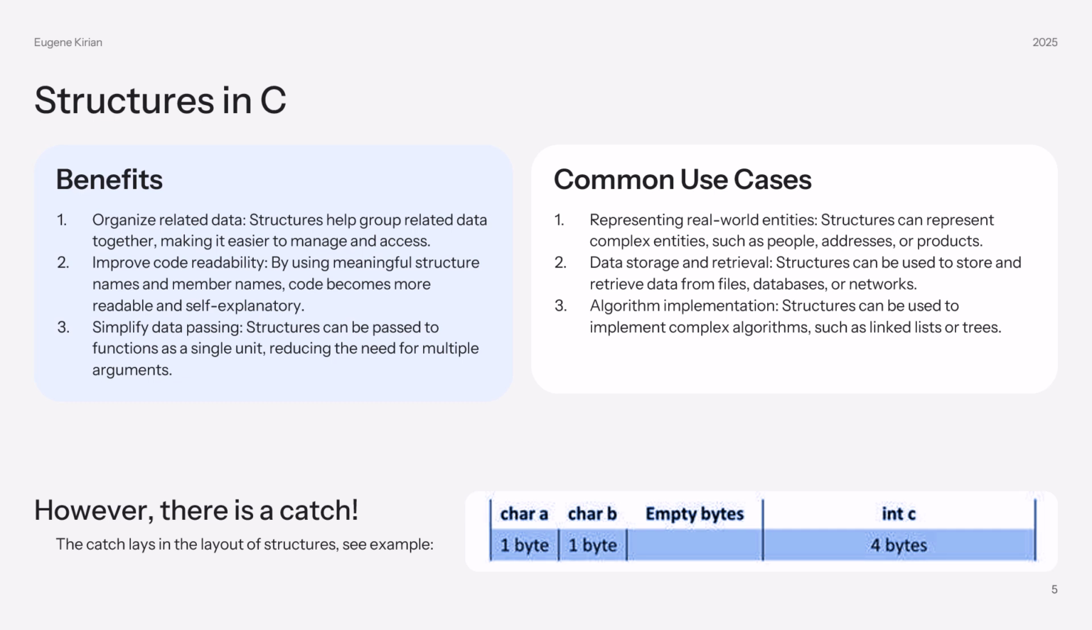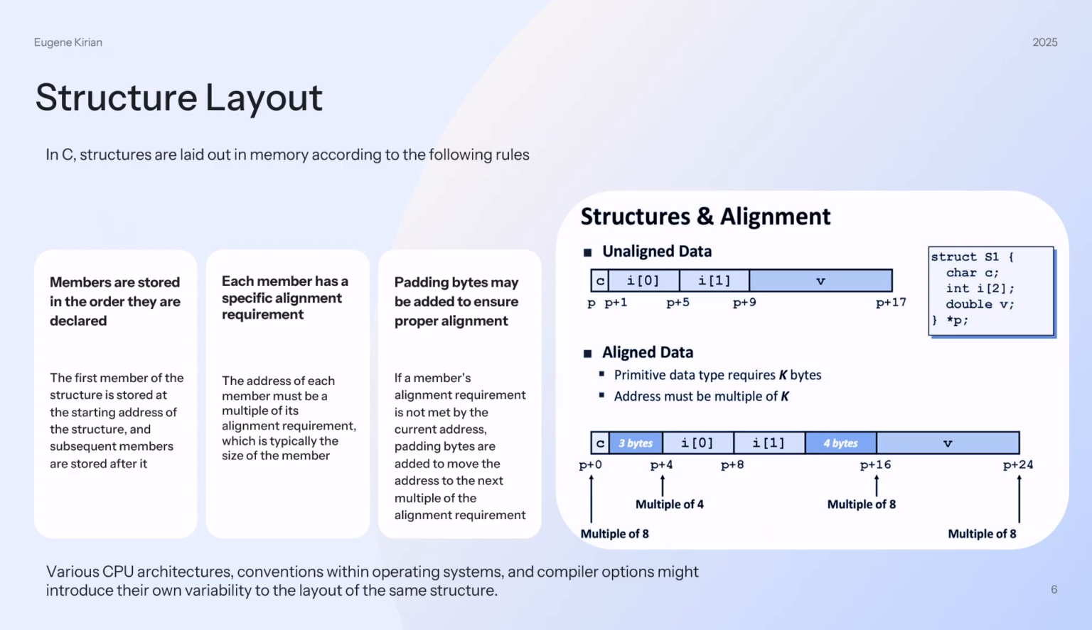The way structures are laid out in memory can have significant implications for performance and memory usage. Let's take a closer look at an example to illustrate this point. When a structure is stored in memory, the C compiler follows specific rules to determine its layout. Understanding these rules is crucial to working effectively with structures. First, members are stored in the order they are declared. The first member is placed at the starting address of the structure, and the subsequent members are stored after it.